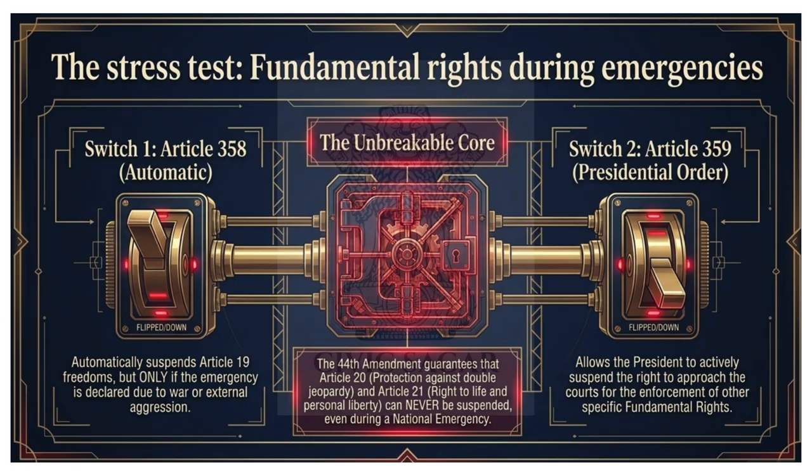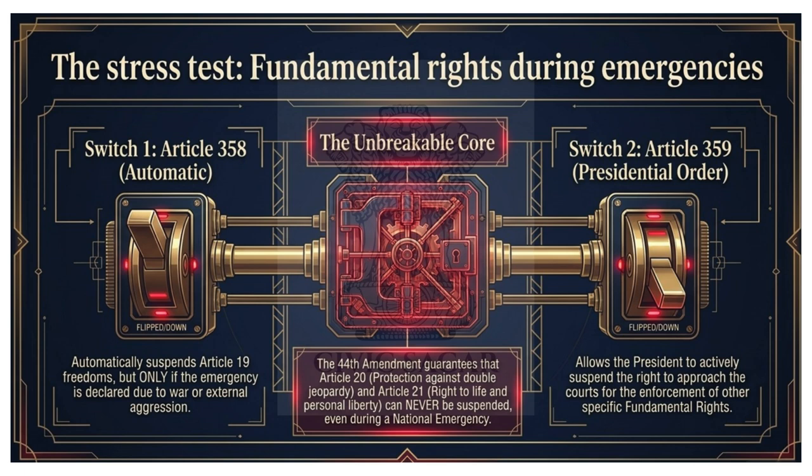But what happens during a national emergency? The state triggers 2 distinct legal switches. Switch 1 is Article 358. This switch is completely automatic. The moment a national emergency is declared due to war or external aggression, your Article 19 freedoms are instantly suspended.